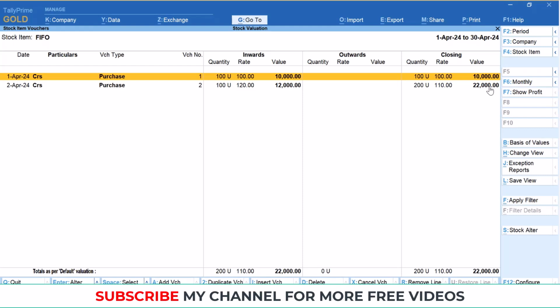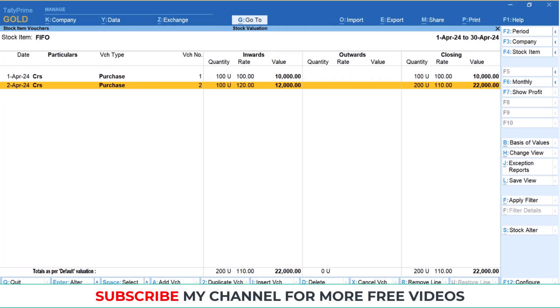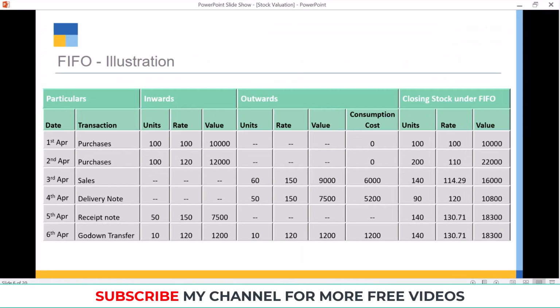How are we getting the closing value? So now, as per illustration, let us go on the sales transaction. On 3rd April, we are passing a sales entry of 60 units at 150 each.